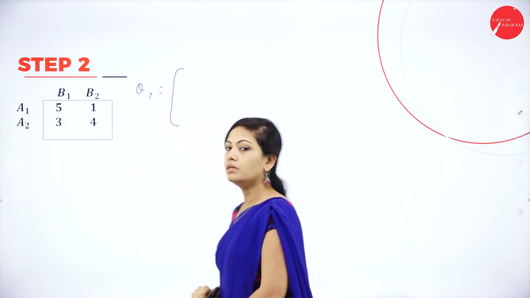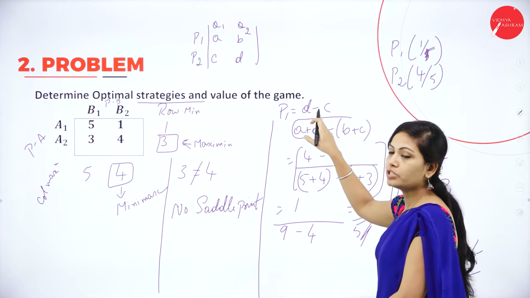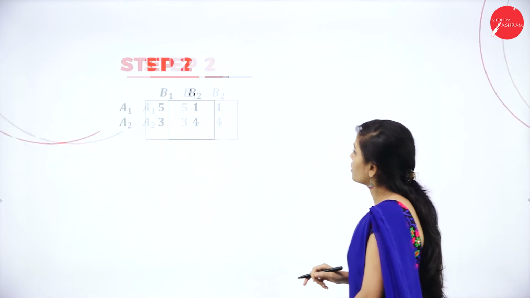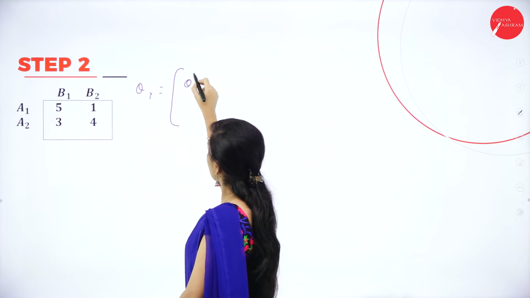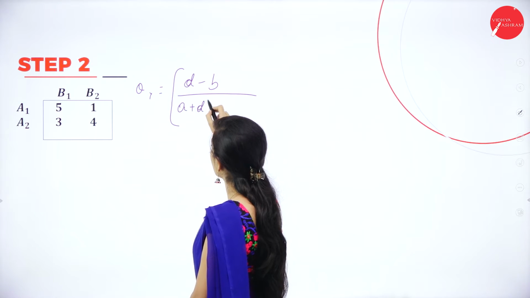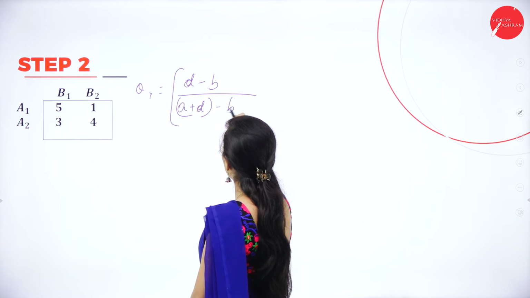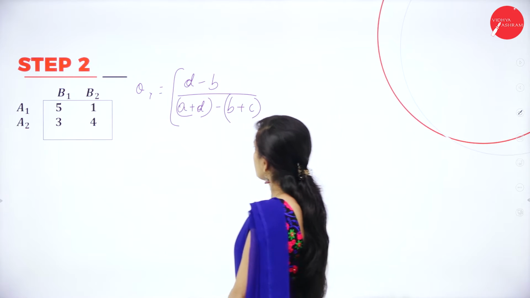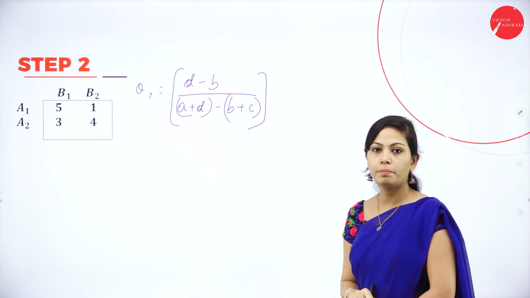So what is the formula? For P1 we have used D minus C. For Q1 we have to use D minus B, over A plus D minus B plus C. This is the formula for finding for player B.